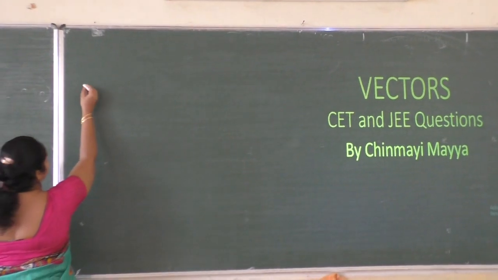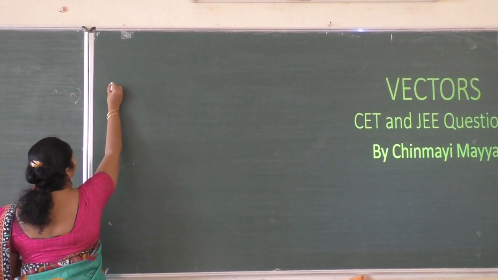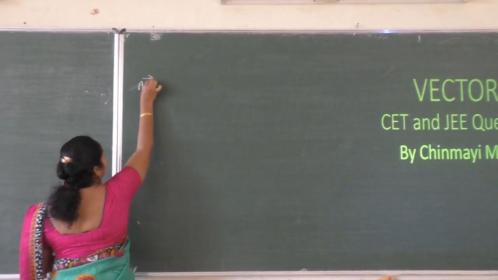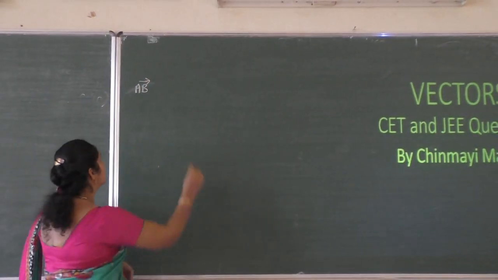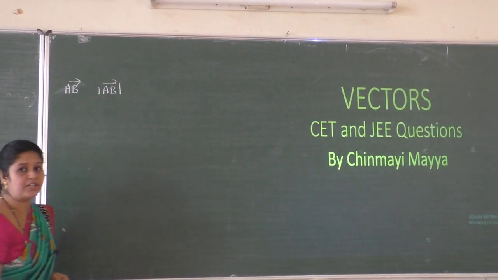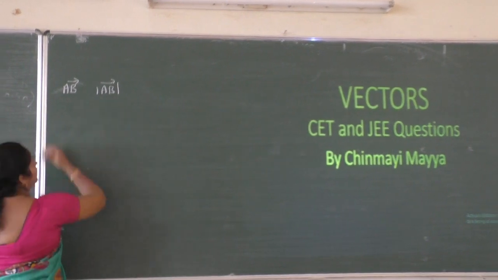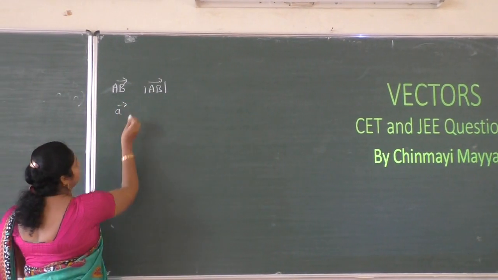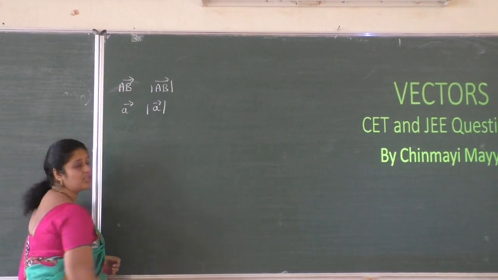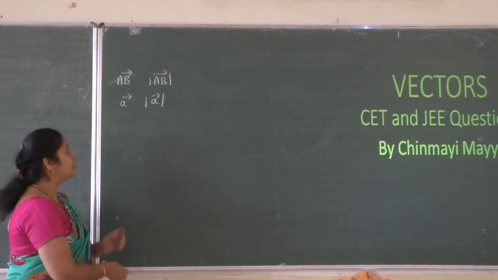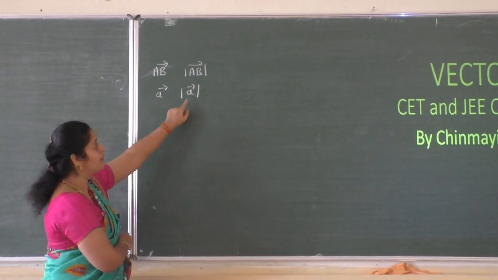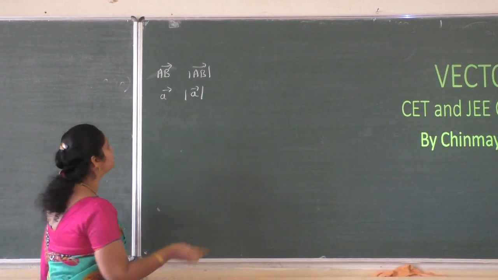First, if I write vector AB, then this is the magnitude of vector AB. This is vector A. If I write vector A, I will write the magnitude of vector A, that is the length of that vector. The magnitude of vector A is a number.